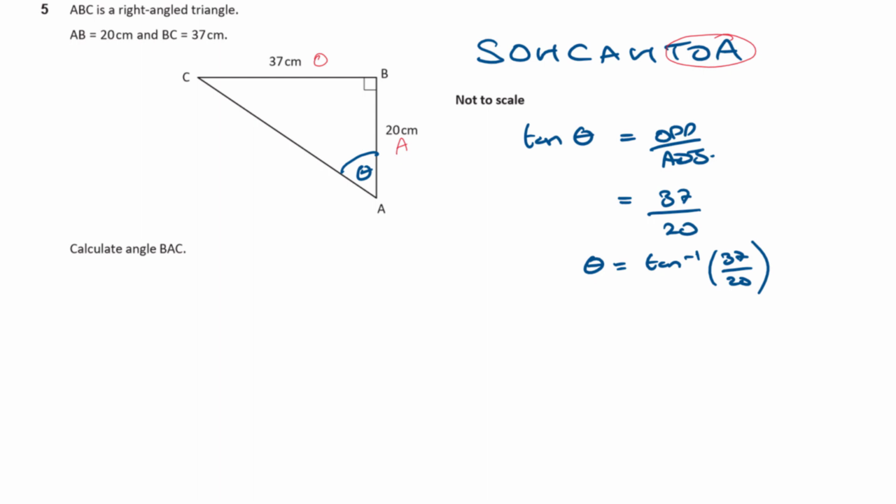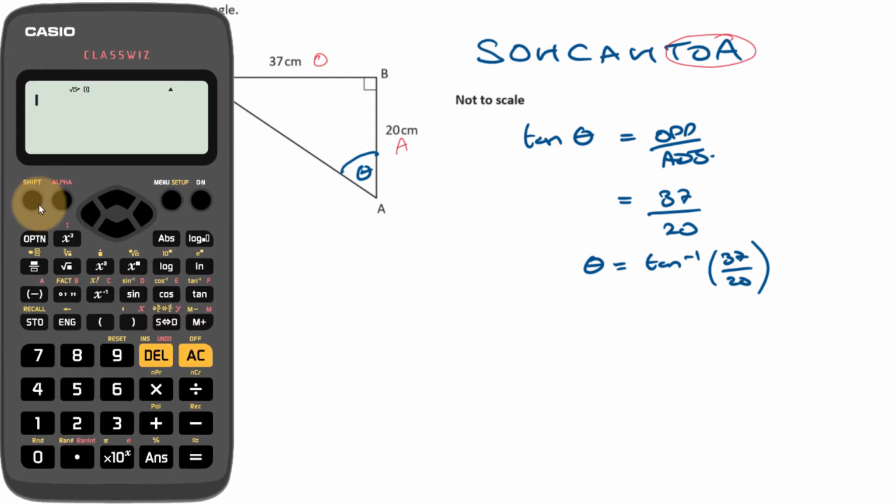Okay, so reaching for a calculator, we're going to use the inverse tangent button, which you have to access by pressing the shift key first. So shift, tan, and then 37 over 20. Okay, so what's that then? That is 61.6 degrees.